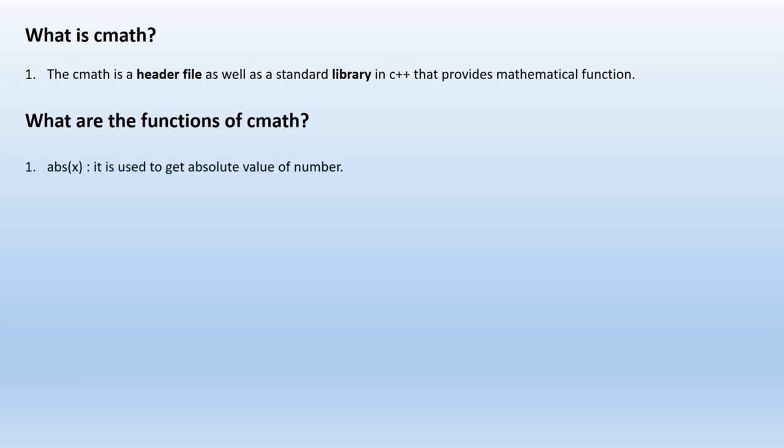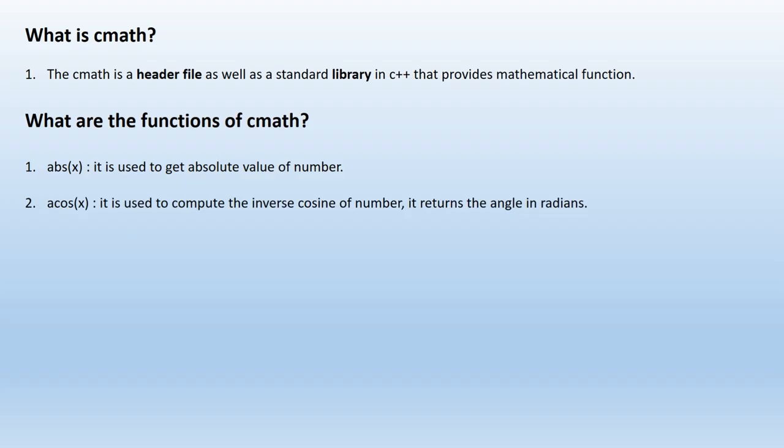The absolute function. It is used to get the absolute value of a number. The inverse cosine function. It is used to compute the inverse cosine of a number. It returns the angle in radians. The inverse hyperbolic cosine function. It is used to compute the inverse hyperbolic cosine.